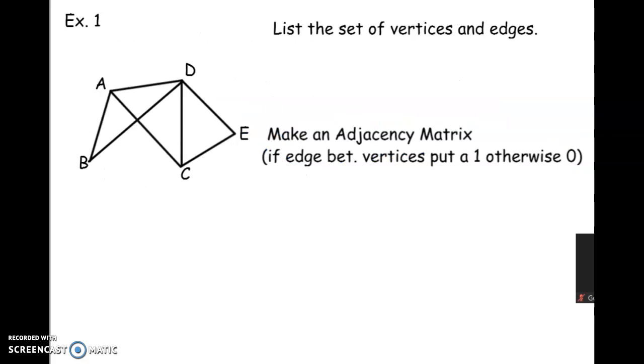All right, list the set of vertices and edges. So this is a different graph than the one we just made, our complete graph. This one is not a complete graph. Okay, so if I want to list those vertices, I'm going to list V equals, and then just list out all your points. So we have A, B, C, D, and E.